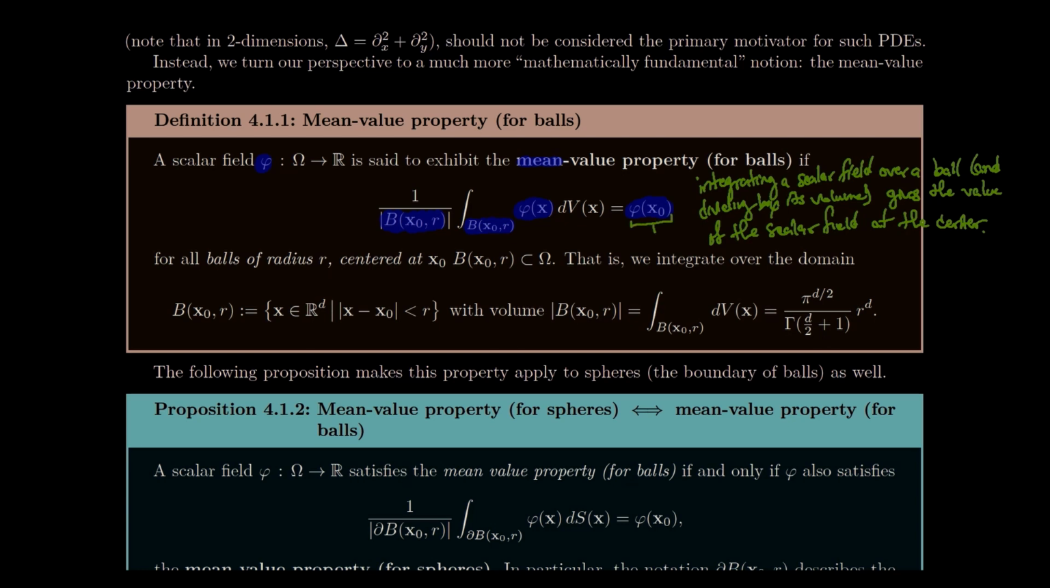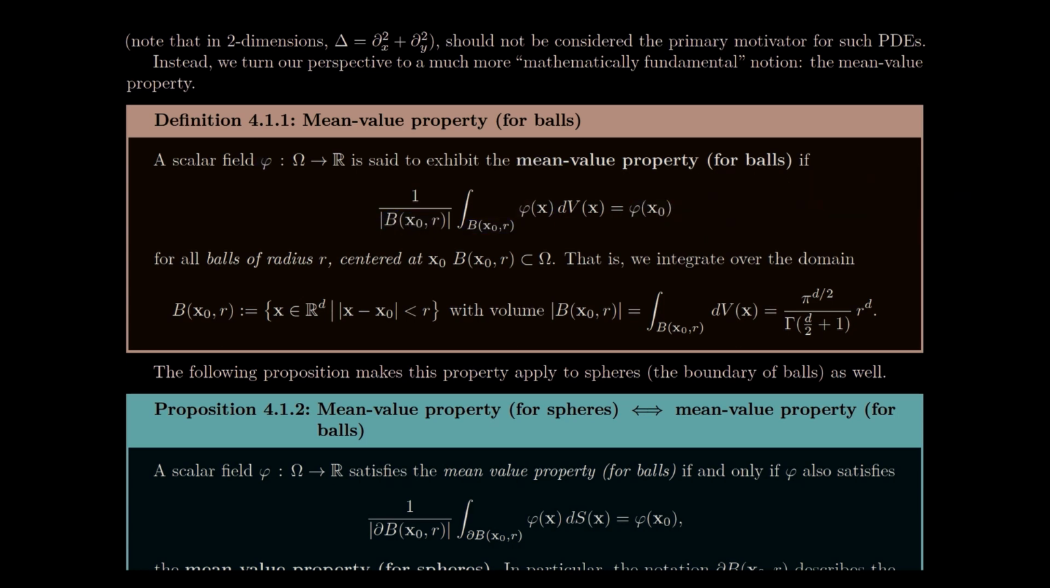Okay, and I think what's special here, because there's the mean value theorem, which would say that this value needs to be achieved somewhere within the ball, but the mean value property is specifically when it occurs at the center. So we care about when this is equal to the value of the scalar field at the center of the ball.